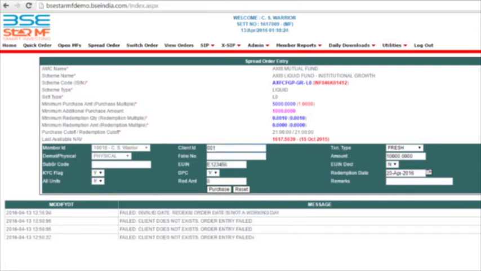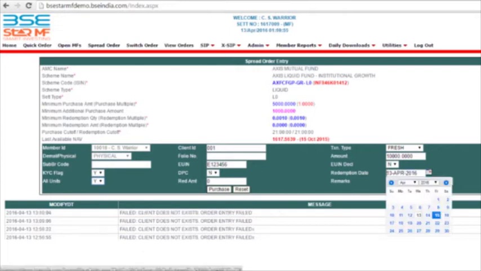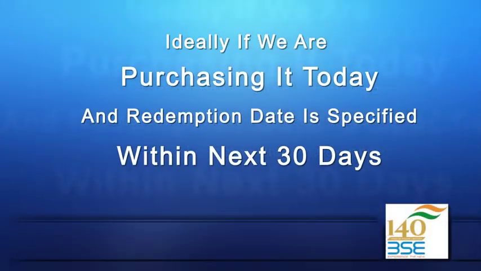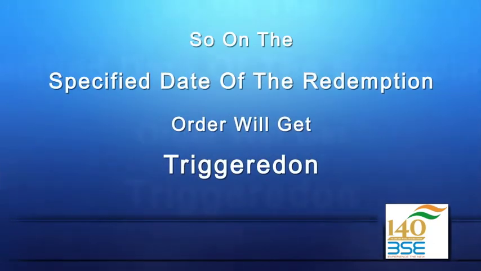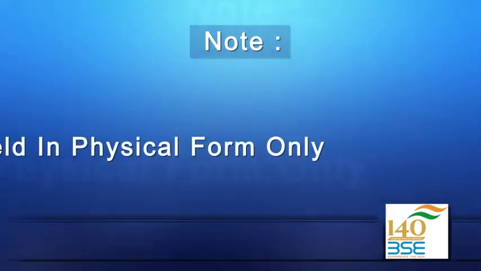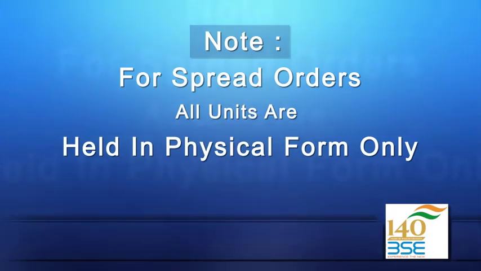Fill in the appropriate details like UCC, transaction type, folio number, amount, EUIN number, and redemption date. For redemption, you need to select all units or specify the redemption amount. Ideally, if we are purchasing today and the redemption date is specified within the next 30 days, then on the specified date of redemption, the order will get triggered on the portal and the next day funds will be credited to the customer's account. Note: for spread orders, all units are held in physical form only.